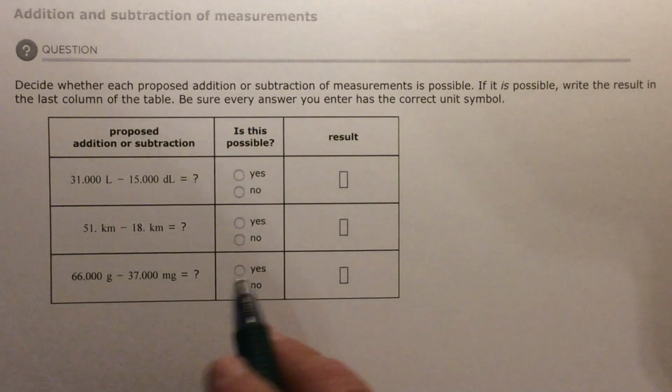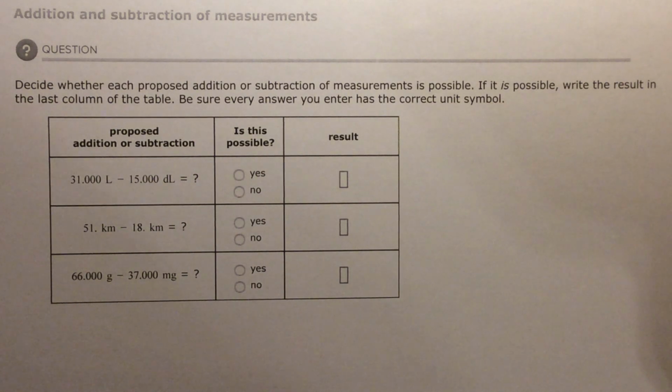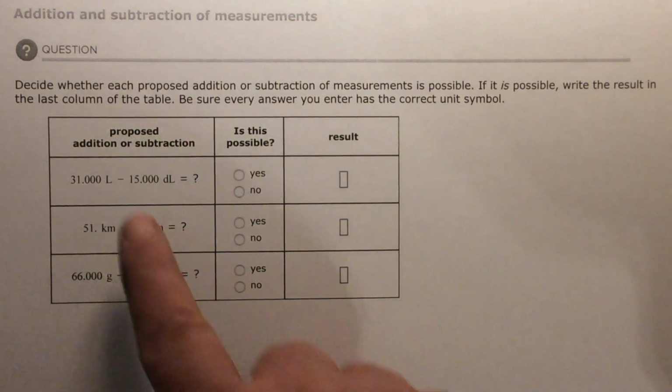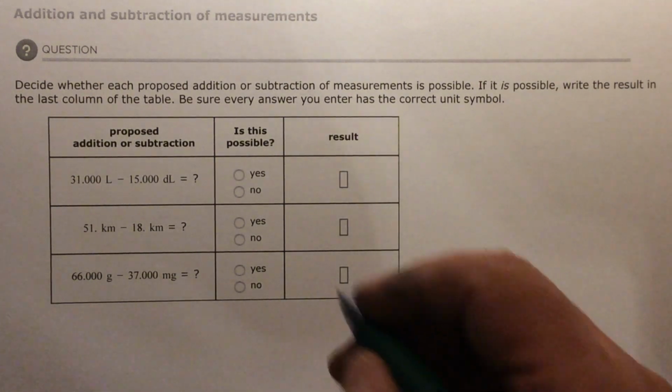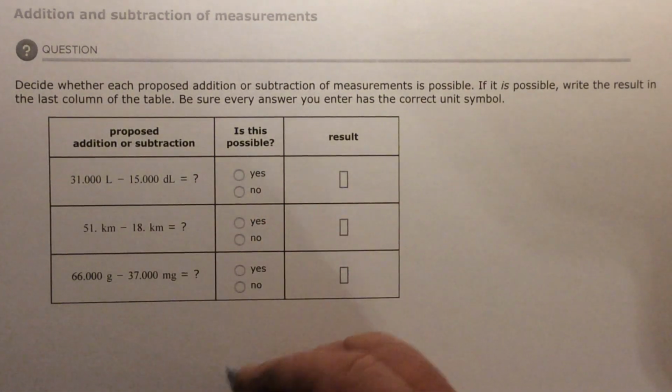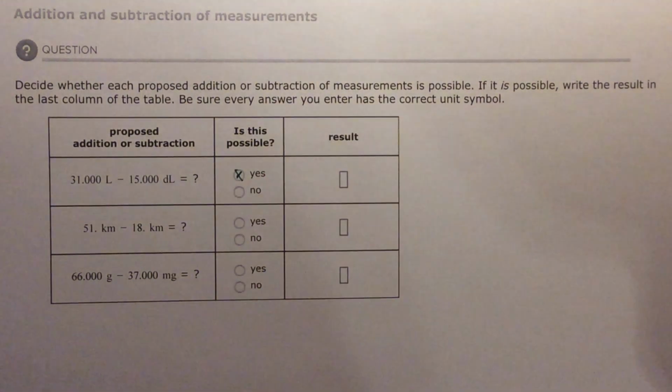In this case, I've got liters and deciliters. Remember, a deciliter is just 1/10 of a liter. So I could change liters into deciliters and subtract. Do you see? It's not like subtracting apples from oranges. They would be the same unit. I can make those the same unit. So this is going to be yes. That's possible. I can subtract it.